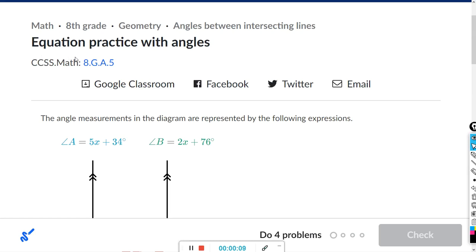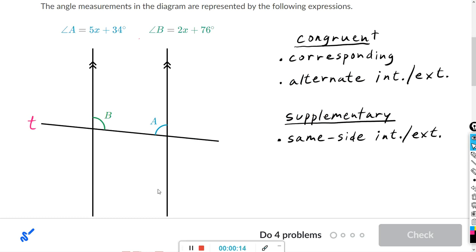For the assignment, equation practice with angles. So just some brief notes here. For all of these, we will have two parallel lines and a transversal cutting those two parallel lines. The angles that are congruent will be corresponding, alternate interior, and alternate exterior. The angles that are supplementary will be same side interior and same side exterior. Supplementary means two angles that add to 180.